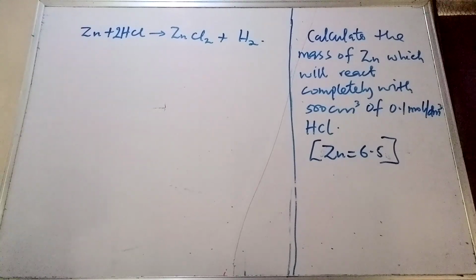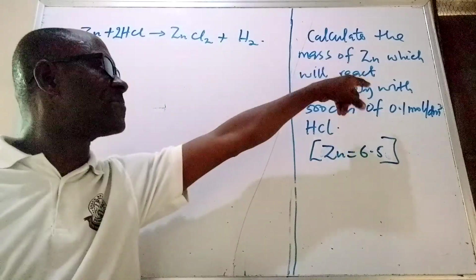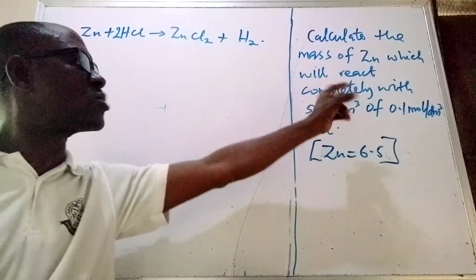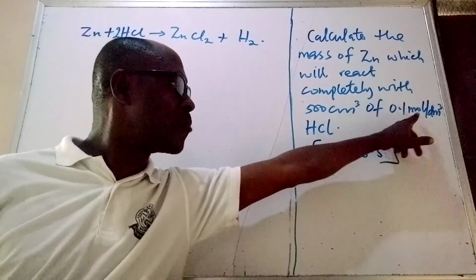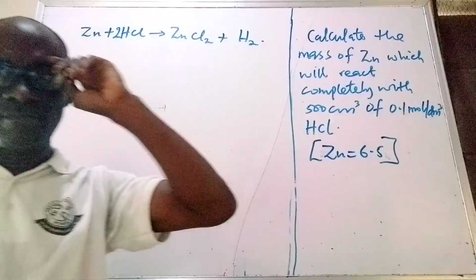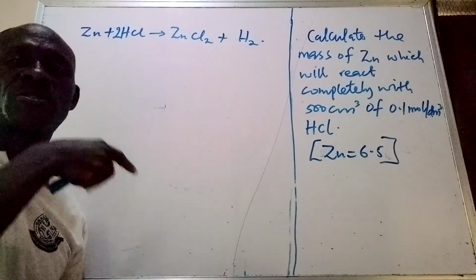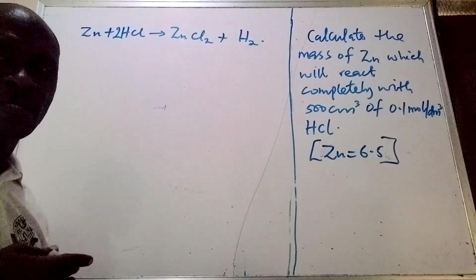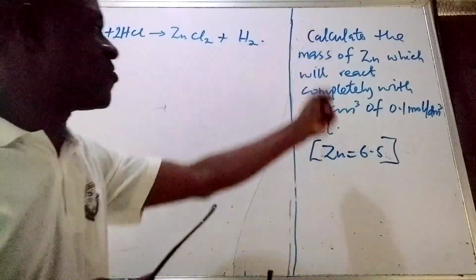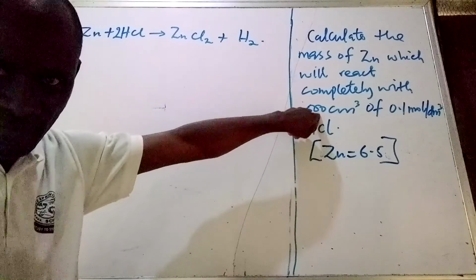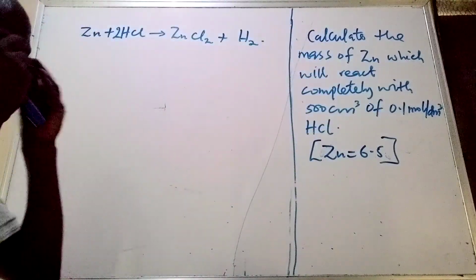Okay, if you look at this question now: calculate the mass of zinc which will react completely with 500 cm cube of 0.1 mole per dm cube HCl. You notice that is the reverse of the question we just finished with. Yes. In the first question, we are given the mass of zinc. We were asked to find this volume. But now we are given the volume. So let's see how we go about that.